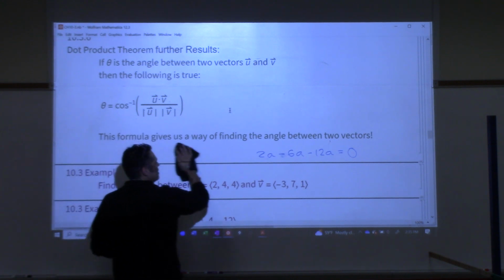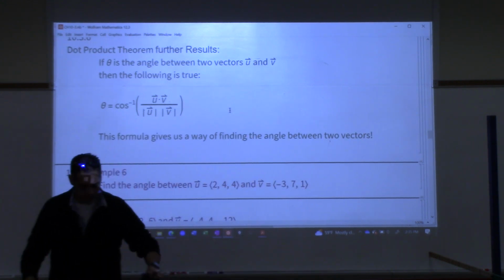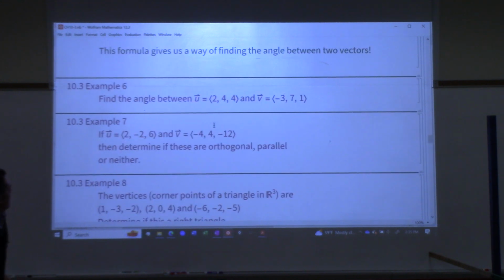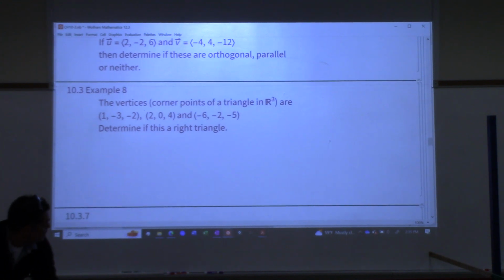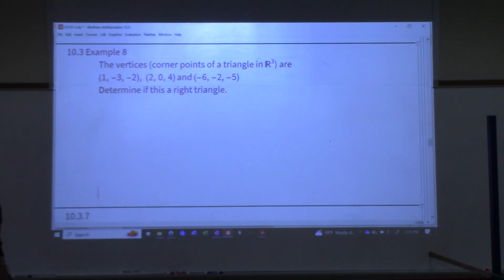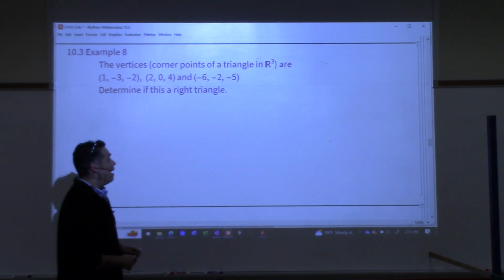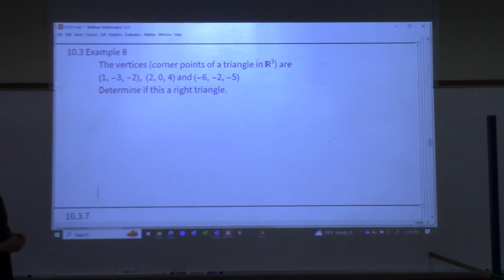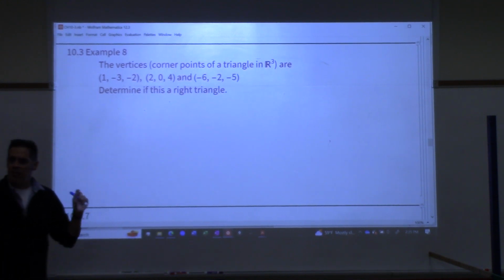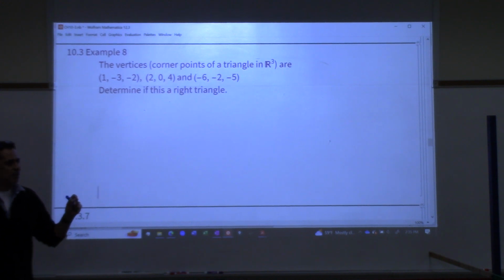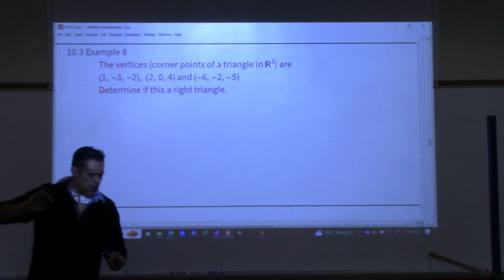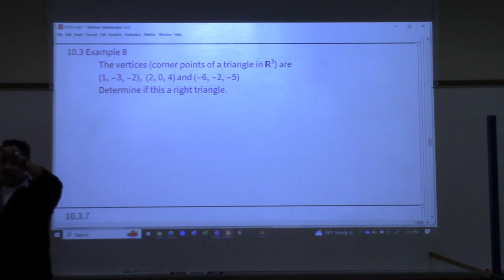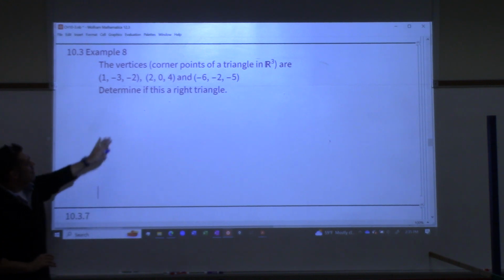Now, 5 minutes. Let's see if I can do at least one of these. I'm going to talk you through this. Let's see if we can get this in 4 or 5 minutes. This, to me, is the awesomeness of the dot product theorem. I'm giving you the corner points of a triangle in three-dimensional space. There's a point somewhere in three-dimensional space, another point, and another point. Those 3 points create a triangle, right? I want to know if that's a right triangle.